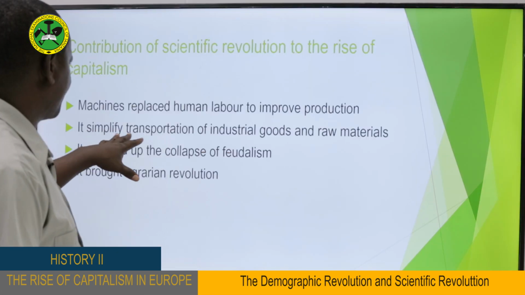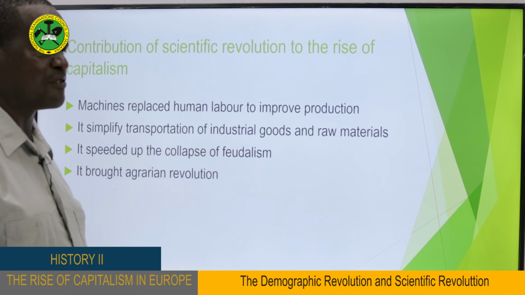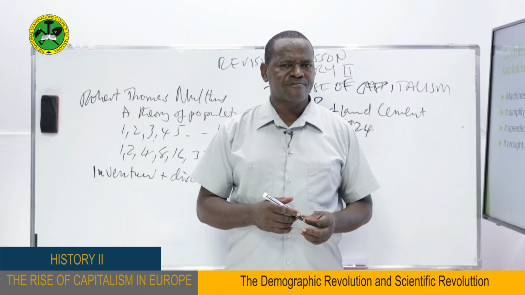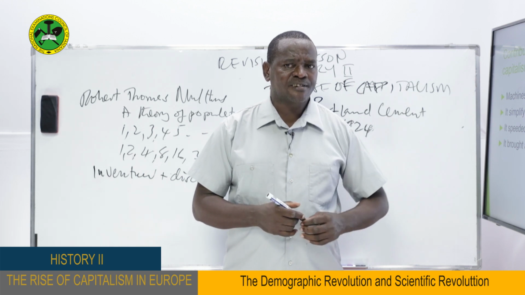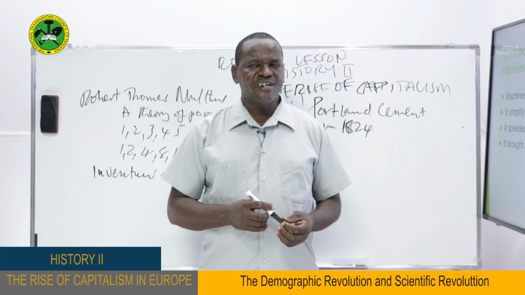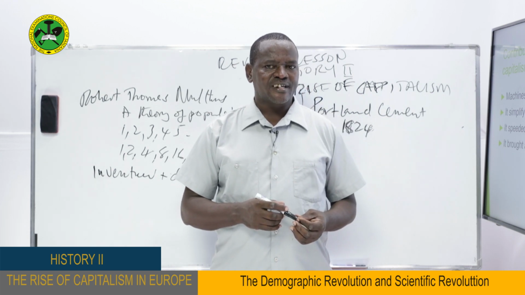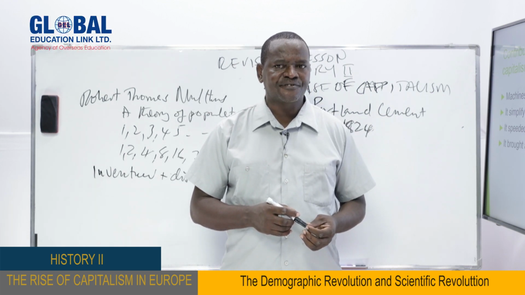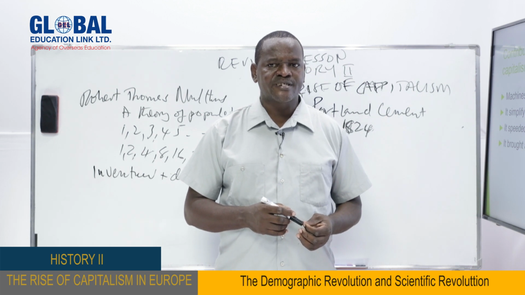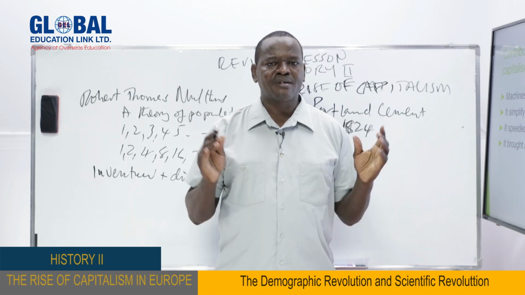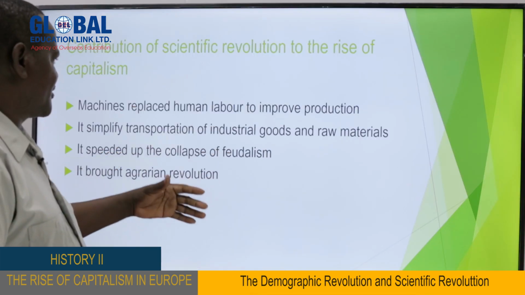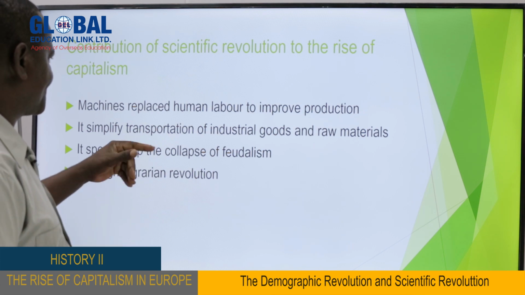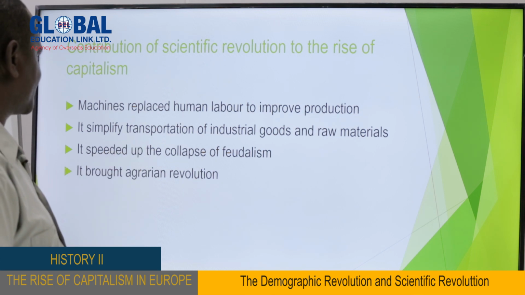Another thing is it simplified transportation of industrial goods and raw materials. We said that there was some improvement in the transportation sector, especially the invention made by John McAdam, who invented the tar macadamized road. So roads which once used to be rough and seasonal have now become good and unseasonal. That means they can be passed throughout the year. That's another very important development which was made in Britain and Europe in general, to stimulate the development of capitalism.